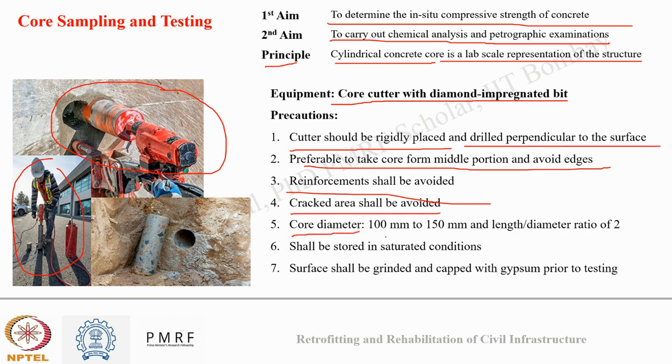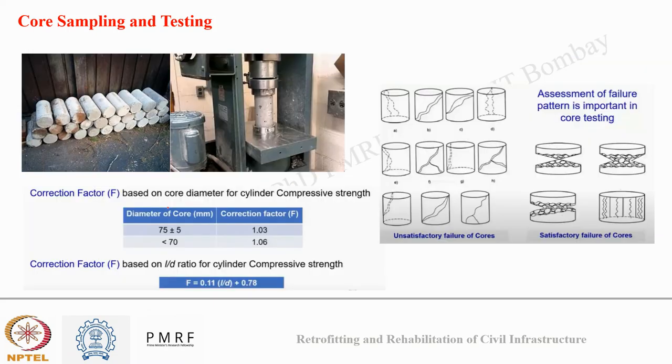The core diameter, as per codal provision, should generally be fixed between 100 to 150 mm so that we can replicate the casting that we do of, say, a concrete cylinder in the lab. And the length to diameter ratio is generally fixed around 2. Once the core is taken out, it should be properly stored in saturated condition so that it is under constant hydration. The surface shall be ground and capped with gypsum prior to testing so that the surface is even before testing. Here you can see in this image one core sample being taken out from the concrete surface and how it is stored properly prior to capping and testing.